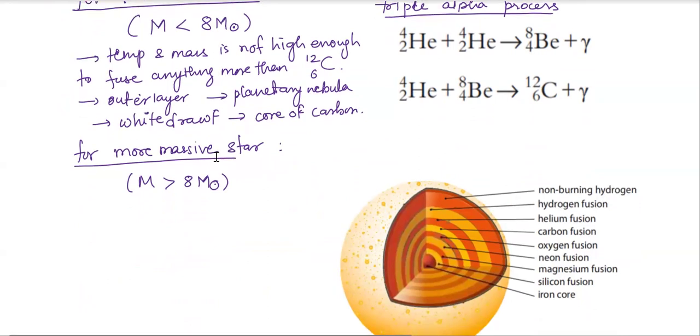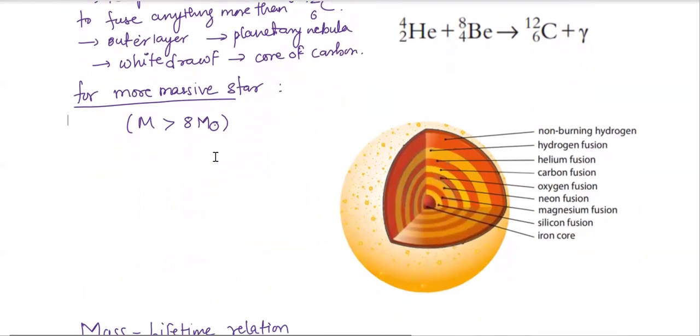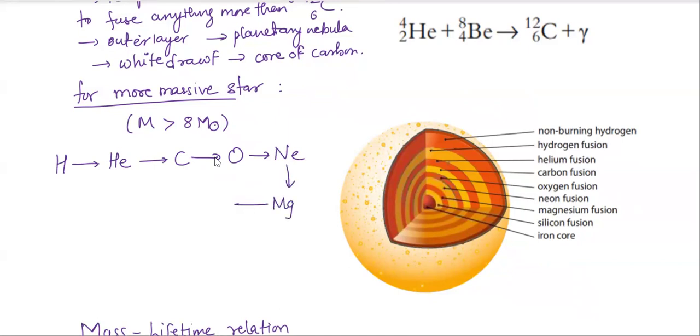If there is a star more massive than 8 solar masses, in this case heavy nuclei can be fused at the core. This process starts by converting hydrogen to helium. When helium runs out, it starts fusing carbon. Once it forms carbon, it will convert into oxygen, oxygen to neon, neon to magnesium, magnesium to silicon, and then finally there is an iron core.